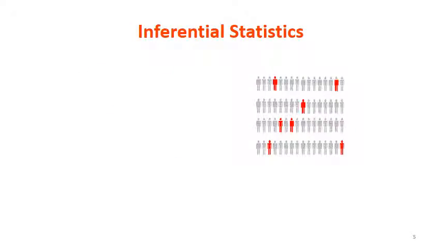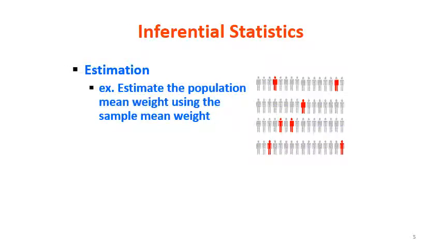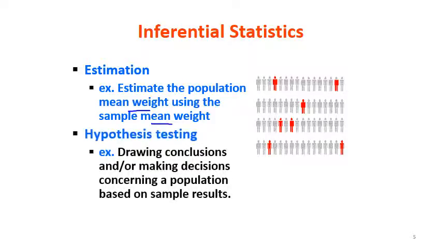Whereas inferential statistics would mean that we take from the population a certain sample, and then we estimate the population, let's say mean weight, using the sample mean. So we are basically estimating to see whether the sample mean is the same as the population mean, which means that we are inferring from the sample. And we do this, as I mentioned again, through hypothesis testing, drawing conclusions, or making decisions concerning a population based only on the sample results.